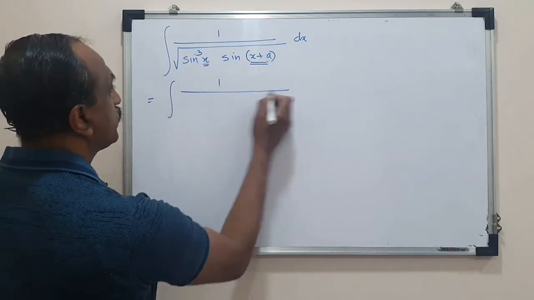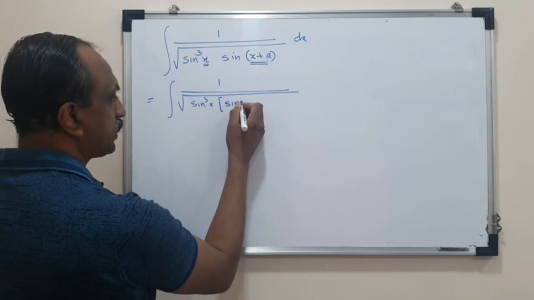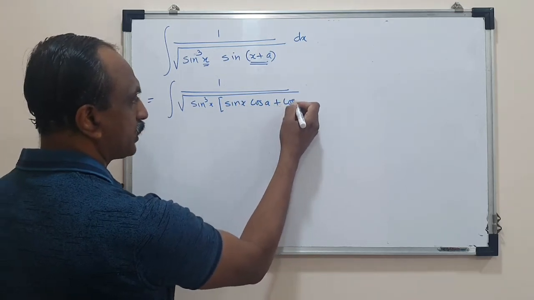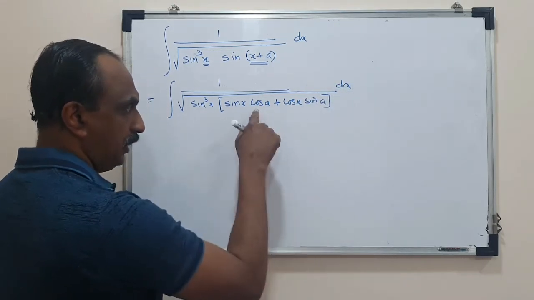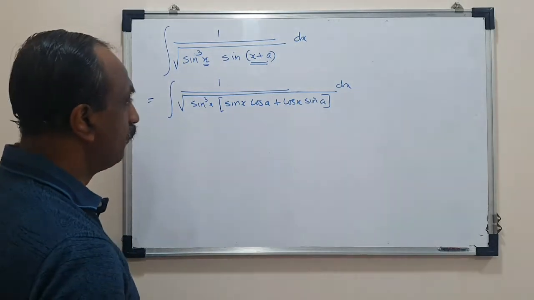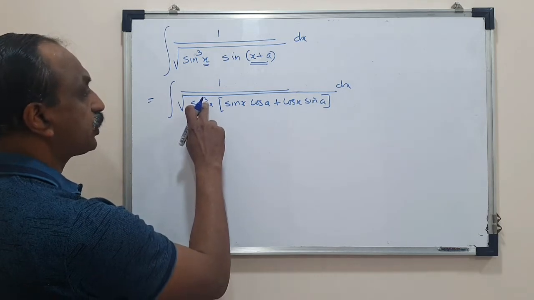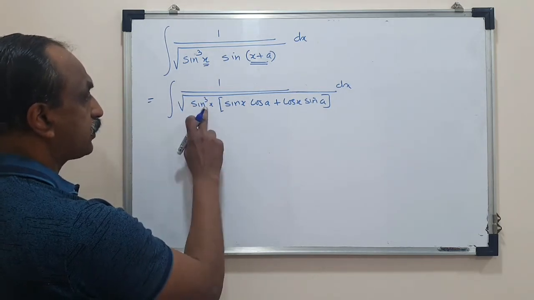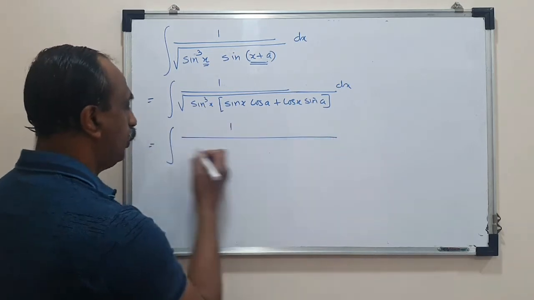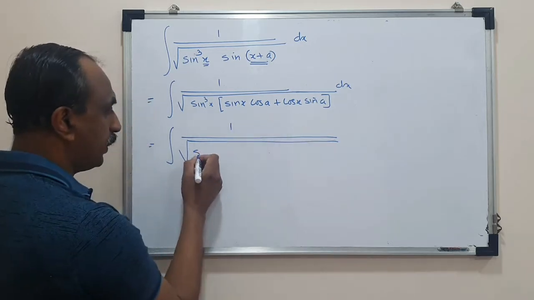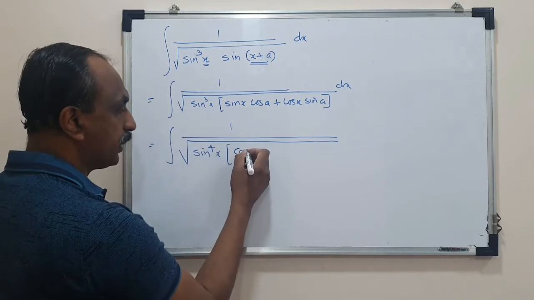So I will be writing this as root of sin cube x times (sin x cos a plus cos x sin a). I'm not worried about this cos a. After all, they are constants. But I'm worried about what I should do with this. I notice that this power is odd. If I take one sin x with it to become even, I can remove the square root there. So I am going to take a sin x common. So sin raised to 4x. When I take a sin x common, this becomes cos a.